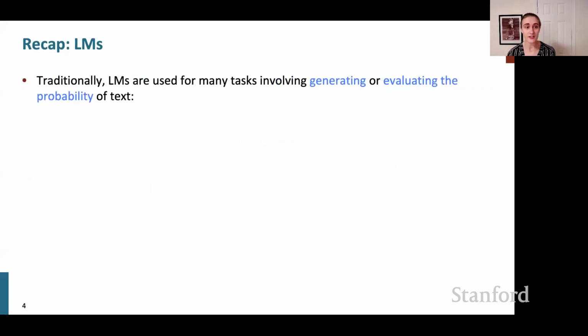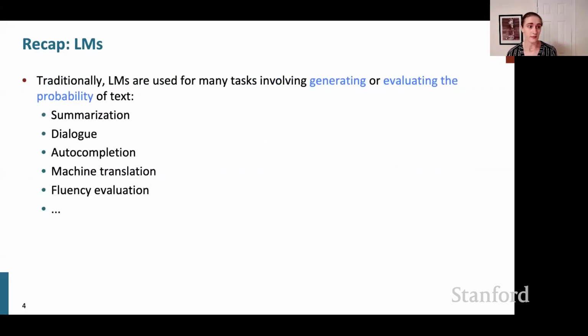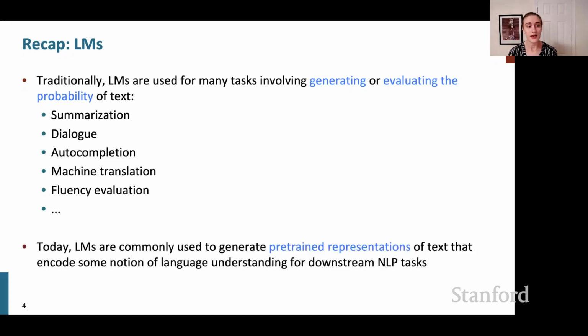So you've seen that language models can be used for a variety of tasks, from summarization to dialogue to fluency evaluation, tasks that involve either generating text or evaluating the probability of text. And more recently, we've seen that language models can also be used to generate pre-trained representations of text that encode some notion of language understanding and have been shown to be widely useful for different downstream NLP tasks. And then finally, today we're going to touch on this idea that if language models are trained over massive amounts of text, can they even be used as a knowledge base?